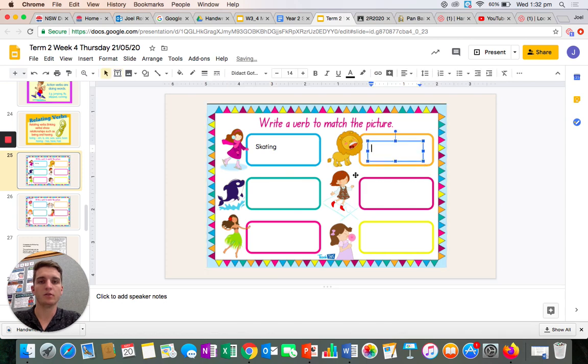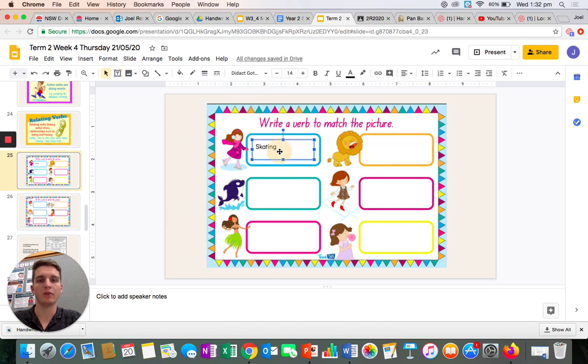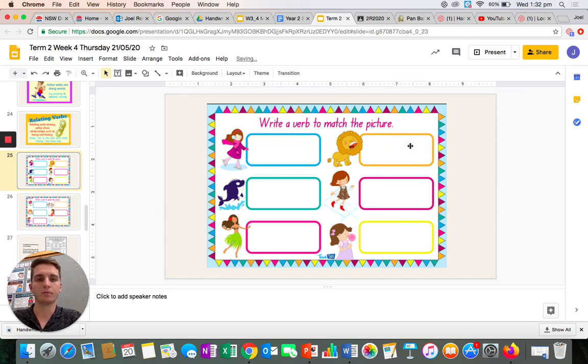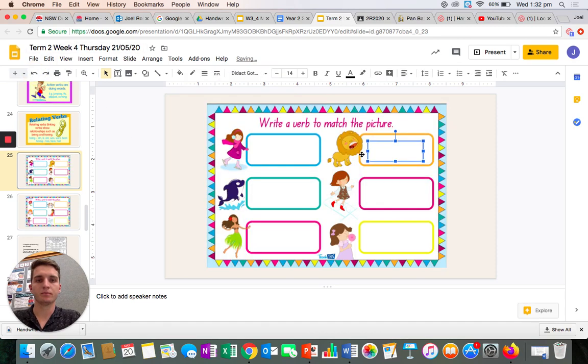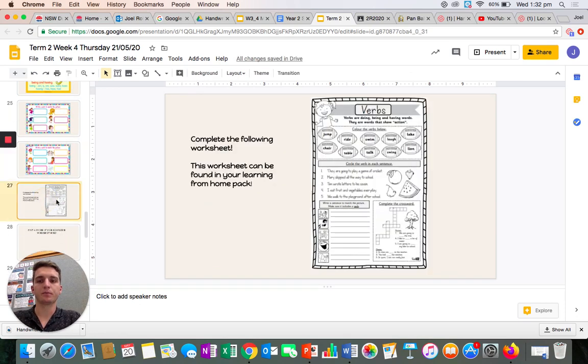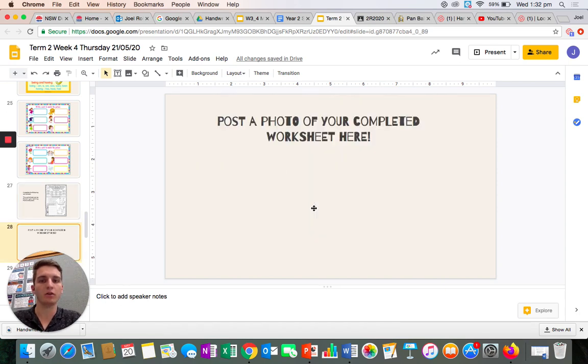The line seems to be making a noise, so have a go at that too. I'm going to delete this and you can put that in yourself. Once you have finished all of those, you can complete your worksheet that is in your learning from home pack, and upload a photo of it here.